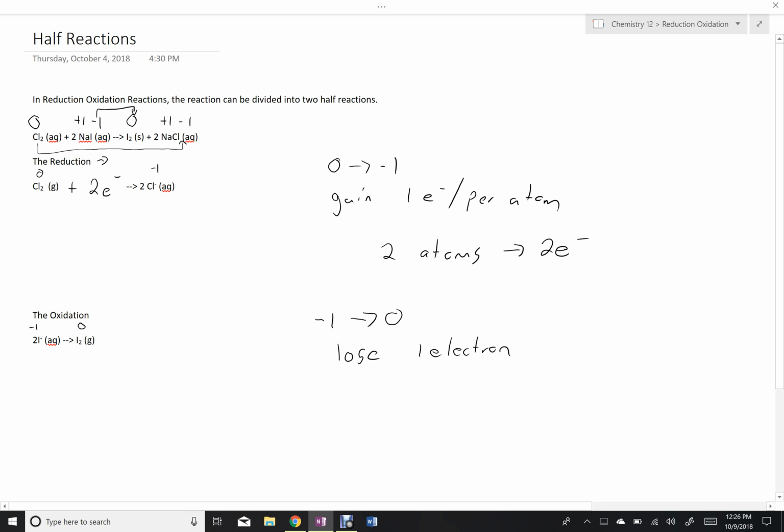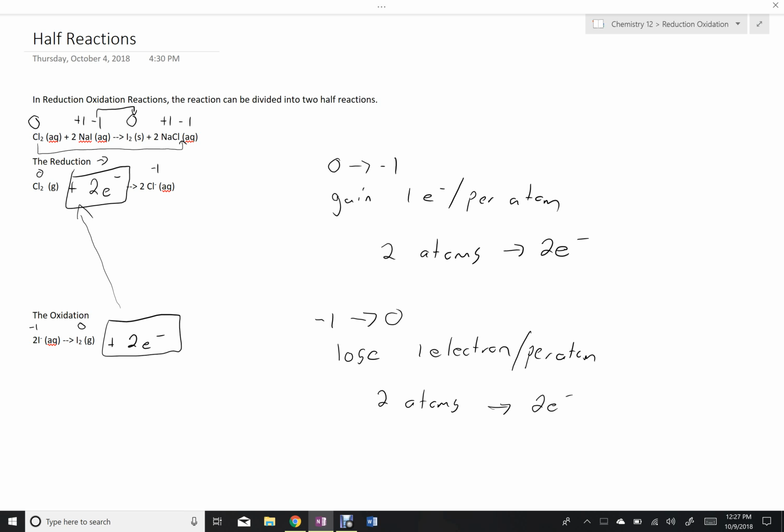Alternatively, going from -1 to 0, you must have given up your minus charge, given up your electron. Each, again, atom is losing 1 electron per atom. So if I have 2 atoms, that means I'm giving away 2 electrons. And we can see how these are complementary processes. This one absorbed the 2 electrons that were given off from this one. So the electrons went from the oxidation process to be supplied for the reduction process.